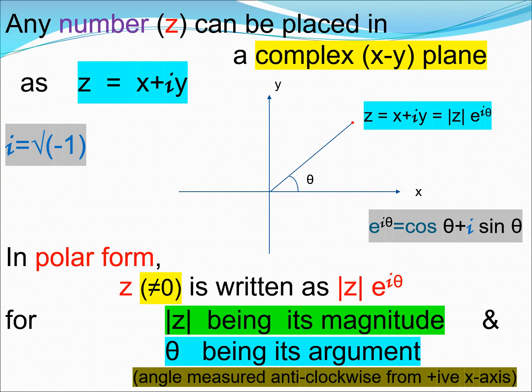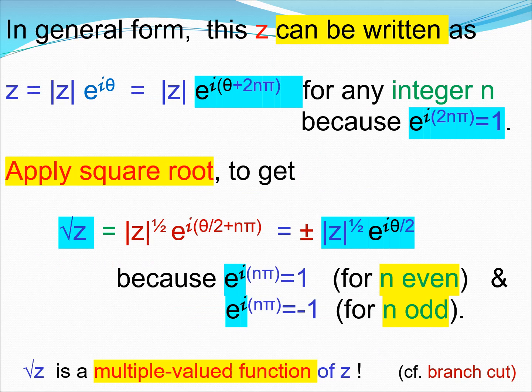We have to say this in this presentation. So any value can be placed in the complex plane, the xy plane, as a point. And in the polar form, a non-zero value can be written as mod z exponential iota theta, where mod z is the magnitude and theta is called the argument, which measures the angle anti-clockwise from the positive x-axis. This form can be generalized as z is equal to mod z exponential iota theta, that is equal to mod z exponential iota theta plus 2n pi, because exponential iota 2n pi is equal to 1.